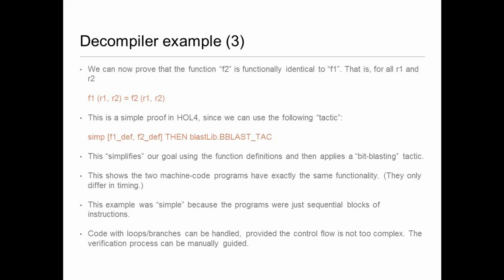That gets us so far. And what it leaves us with is an arithmetic property on bit vectors. So we can then apply our bit blasting tactic, and that finishes everything off, and we have our proof. It's worth stating that this was a very simple example, just a straightforward sequential bit of code. There are no loops in there, there's not much control flow going on. So that's why the proof ends up being very, very simple.